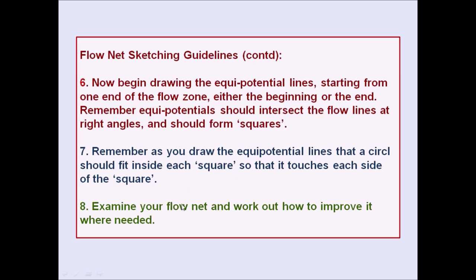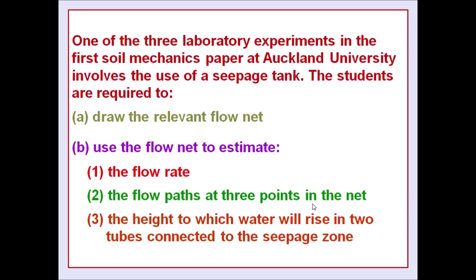Then examine your flow net and work out how to improve it where needed. That is the more difficult part of it. It requires considerable thought before you can figure out, if your flow net is clearly wrong, what you need to do to improve it.